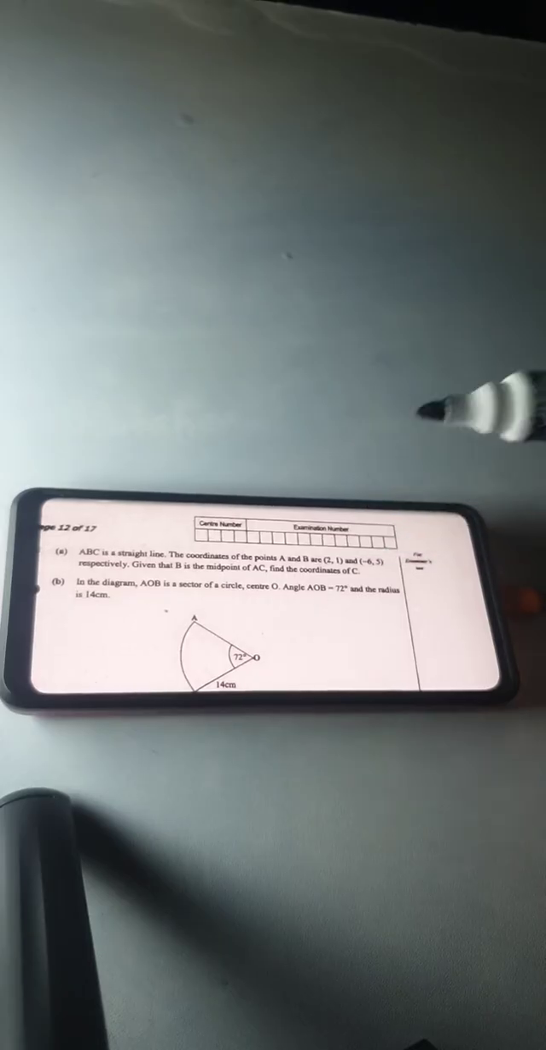ABC is a straight line. The coordinates of the points A and B are these. So I've been given the coordinates, right? So I just want you to pay attention to this.